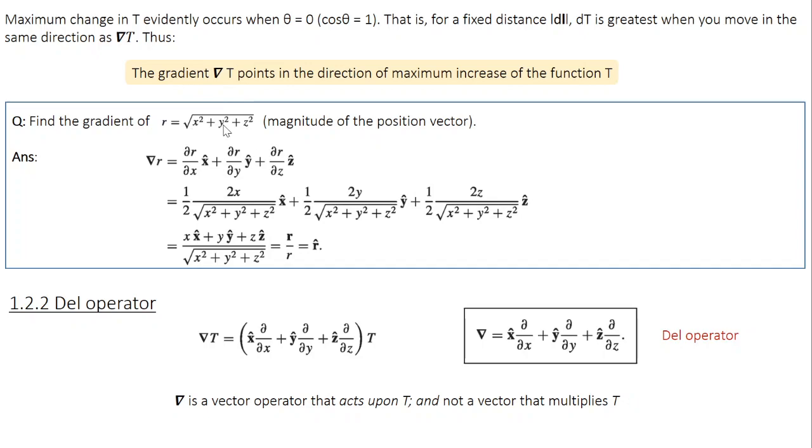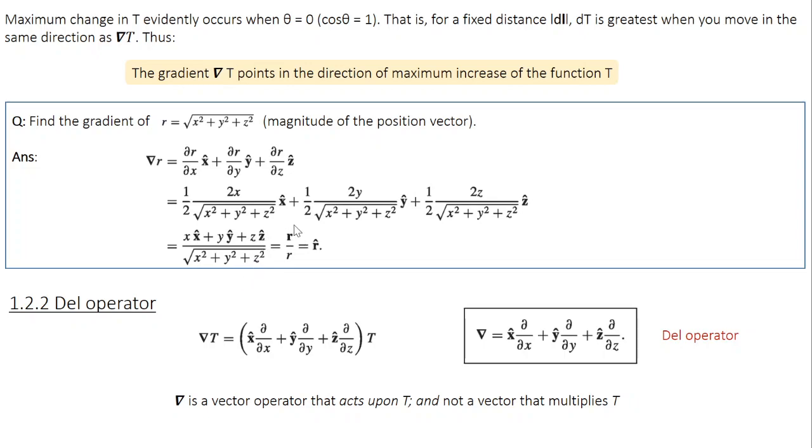So differentiation of y square and z square with respect to x gives you 0. So you have only 2x here. So this is the first component. Similarly, you have second and third component here for y and z direction. So 2 cancel and the denominator is common. So you can write x into x cap plus y into y cap plus z into z cap divided by square root of x square plus y square plus z square.